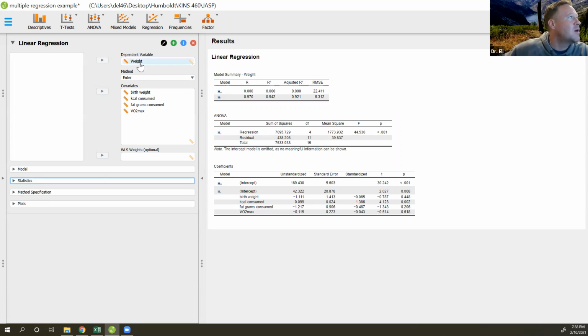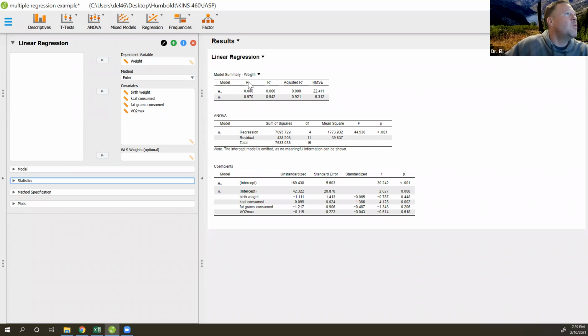When we come down here, when it comes to body weight, what seem to be the significant contributors to body weight? And you go, well, birth weight doesn't have much to do with it. The p-value is 0.4. Kcals consumed, wow, that one is really significant. Fat grams consumed, not really significant. And VO2 max, wow, that's not really significant. So in other words, this whole model of all of these things significantly explains body weight, but really the only one that's a significant contributor is calories consumed, if that makes any sense.